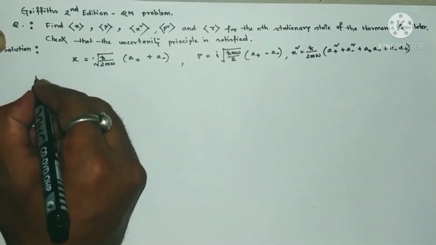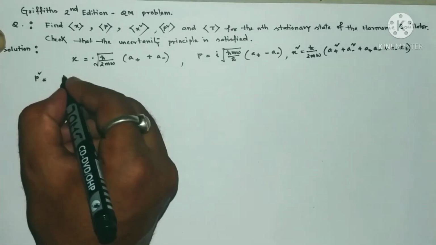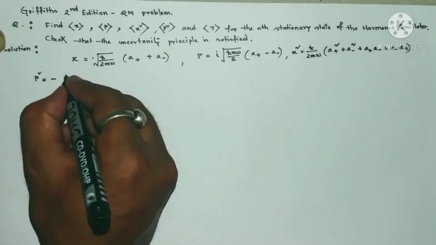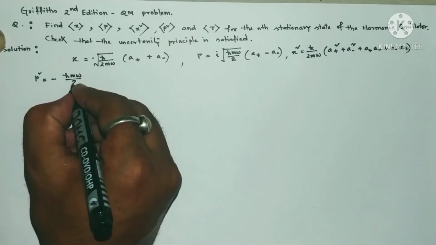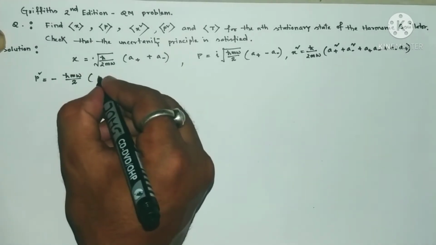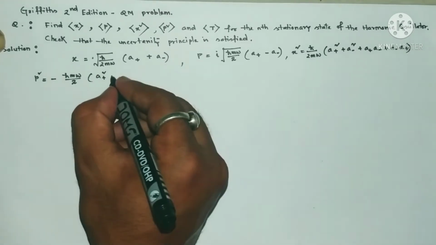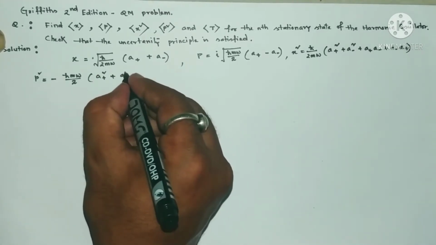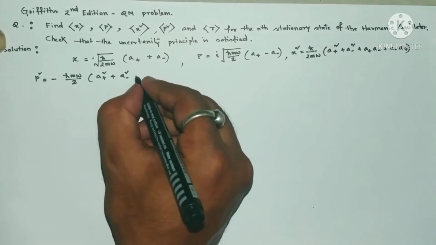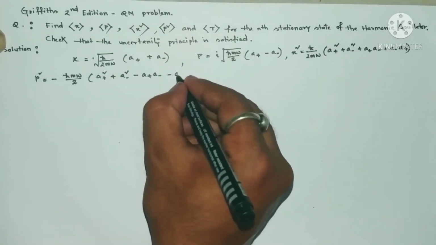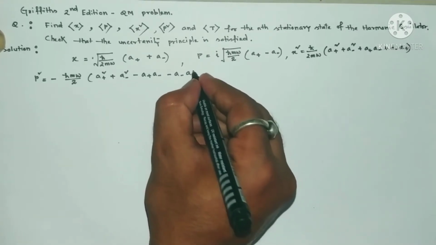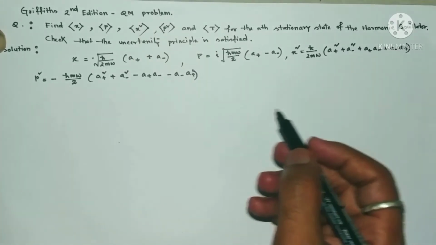For p square we will be having minus h cross m omega by 2, (a plus square plus a minus square), and here will be minus a plus a minus minus a minus a plus, right?